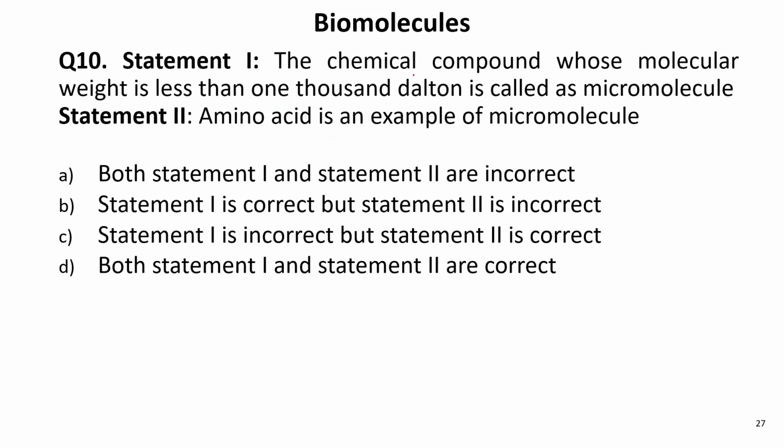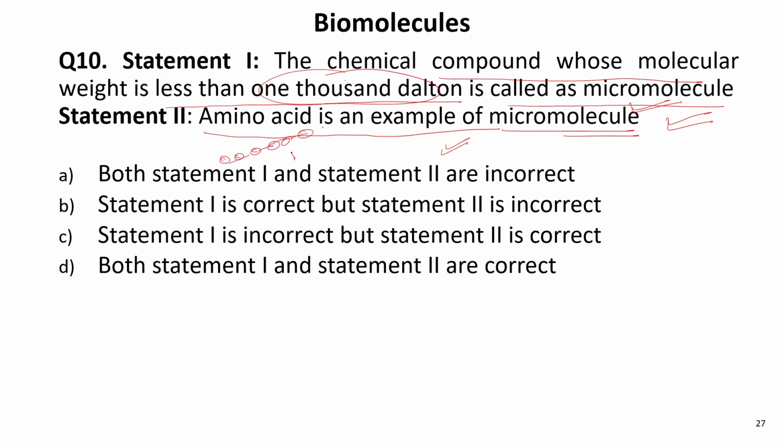Next question. The chemical compound whose molecular weight is less than 1000 Dalton is called a micromolecule. Okay, so the chemical compound whose molecular weight is less than 1000 Dalton is a micromolecule. Correct. Amino acid is an example of a micromolecule. This is also correct. Amino acids unite together and form protein, and that becomes the macromolecule.